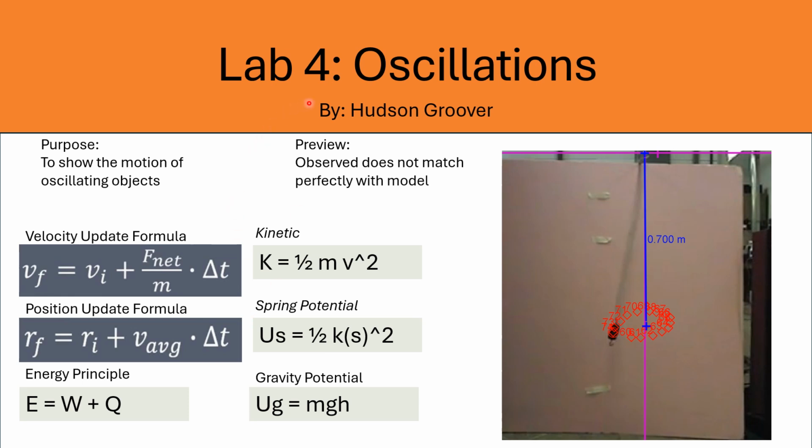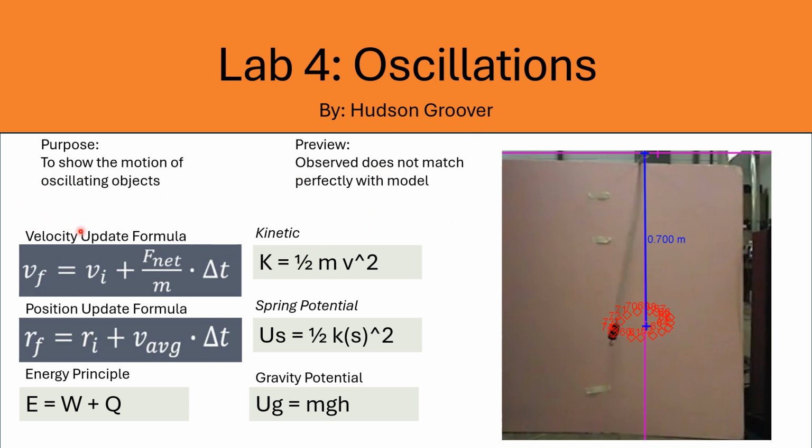This is Lab 4, Oscillations by Hudson Grover. The purpose of this lab is to show the motion of oscillating objects. So the spring will be going up and down and right and left, and it'll be following the same position over a certain period of time. And the preview observed does not match perfectly with the model, and you'll see.